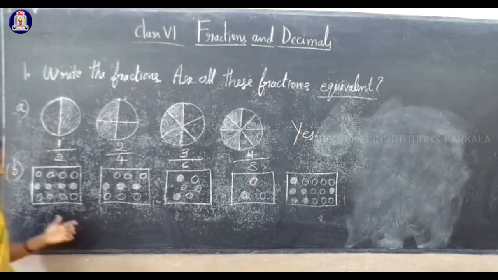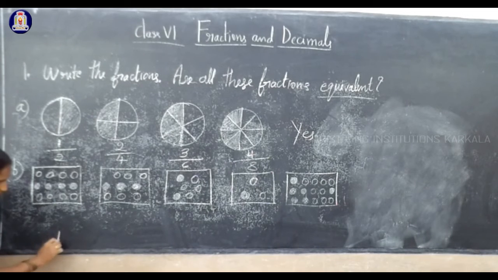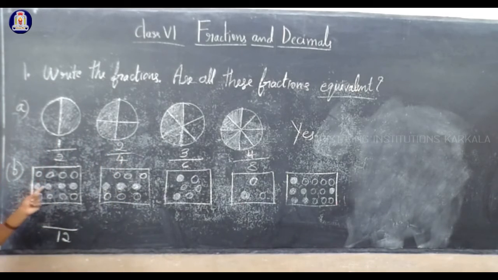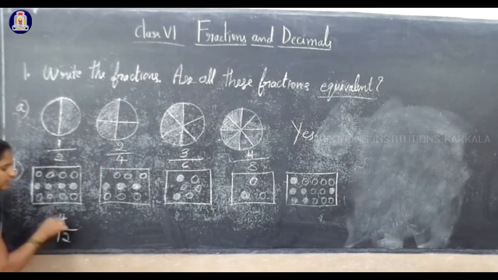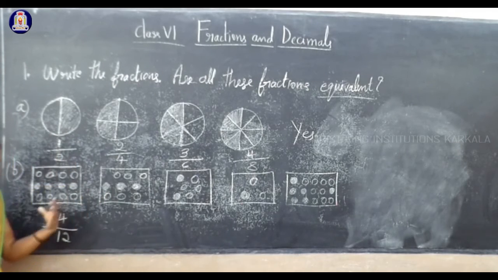Okay. Inside the square there are circles. How many circles are there? 1, 2, 3, 4, 5, 6, 7, 8, 9, 10, 11, 12. So there are 12 circles. In that, how many circles are shaded? So in this total 1, 2, 3, 4. Only 4 circles are shaded. Clear? So the fraction is 4 by 12.